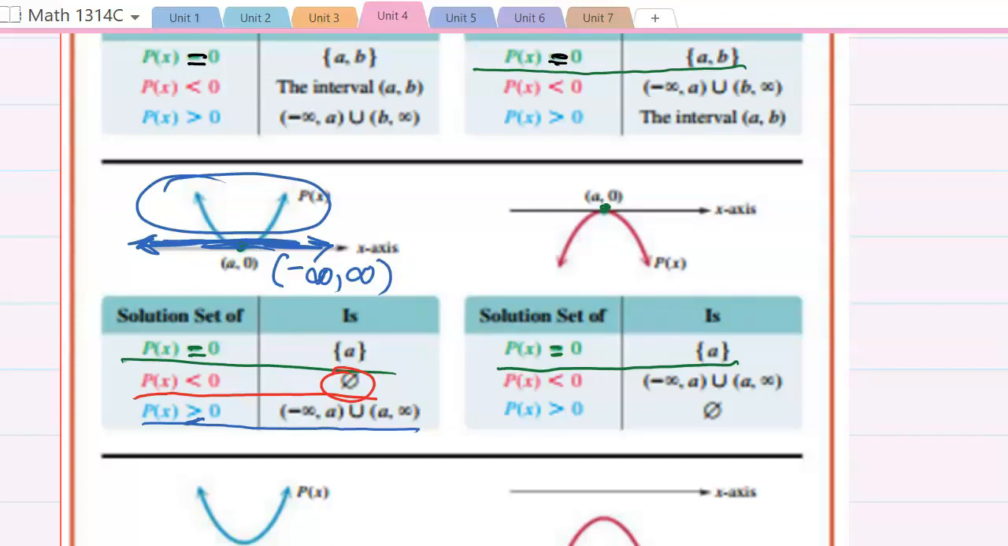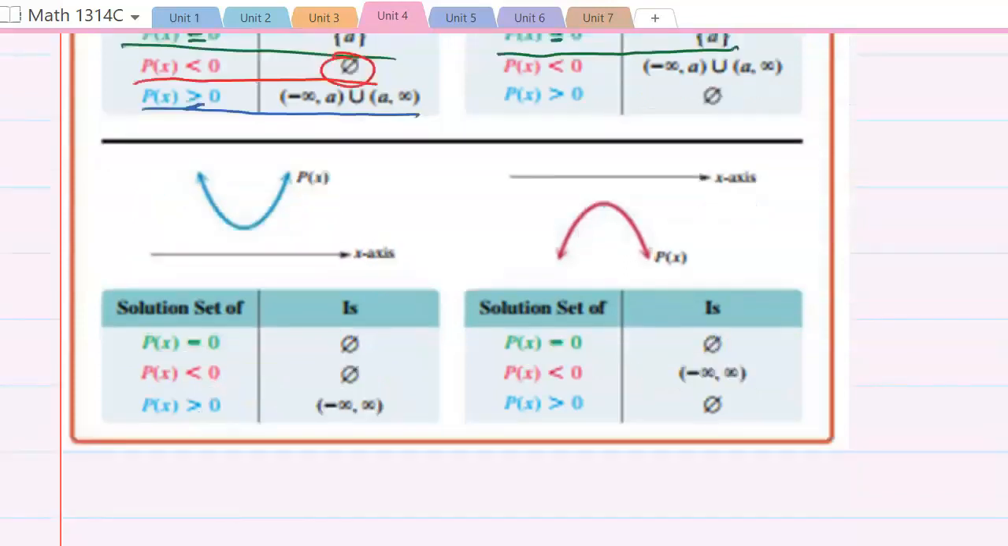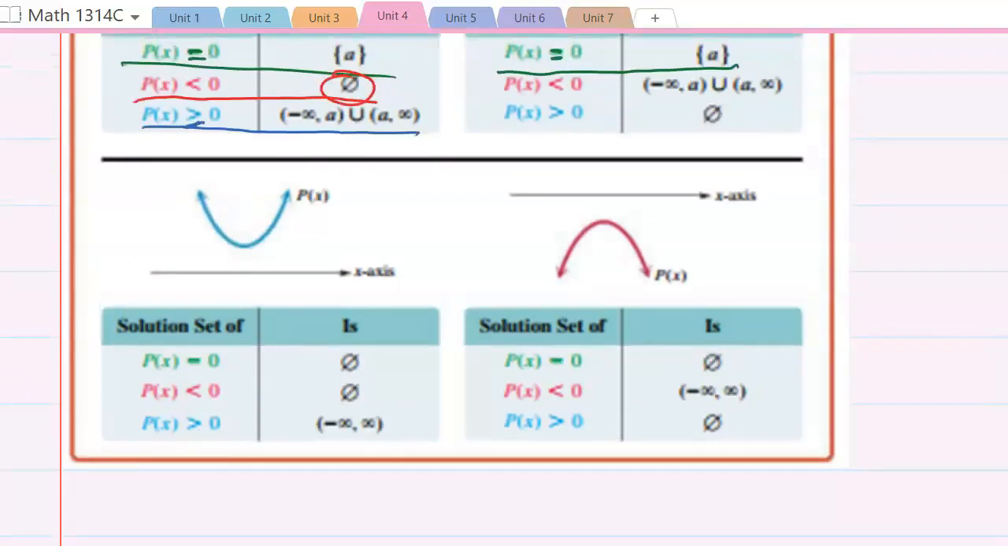Finally, let's look at the last row of parabolas. We see here that the parabolas do not touch the x-axis at all. This means that there are no real x-intercepts or solutions for the quadratic equation.